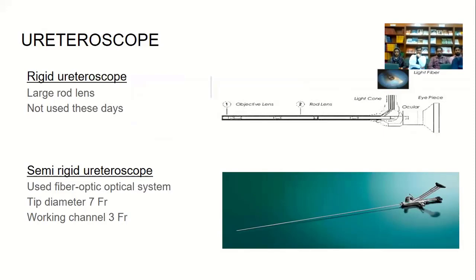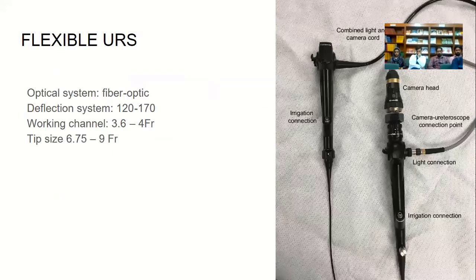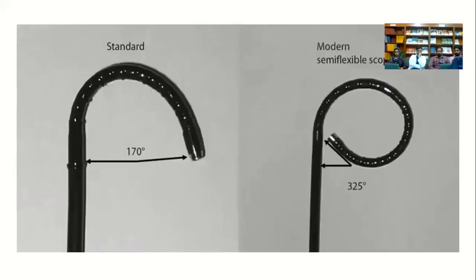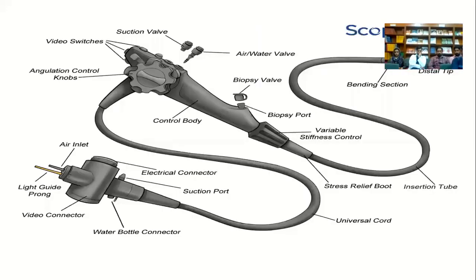This is the shape of the semi-rigid which we use in our operation theaters. Then flexible ureteroscopes. They are also based on fiber optic technology. They have a deflection system which enables them to move up to 120 to 170 degrees. They have working channels from 3.6 FR to 4 FR and a tip size from 6.75 to 9 FR. These are the standard flexible ureteroscopes which can move up to 170 degrees. There are some modern flexible ureteroscopes which can move up to 325 degrees.